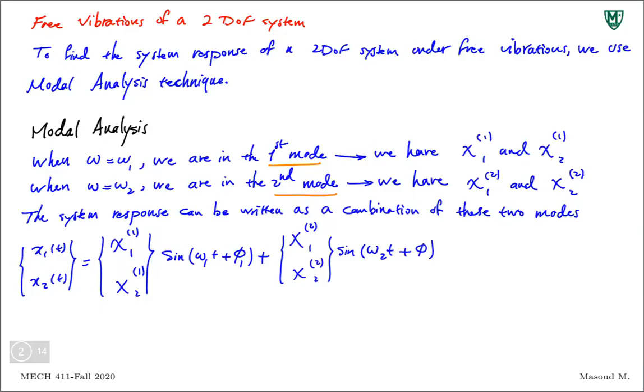Now, again, this is the response from the first mode if it oscillates at omega equal to omega 1, and this is the response for the second mode if omega is equal to omega 2. Mode shapes multiplied by some harmonic input. This is free vibration, so we give some initial velocity or displacement. I can rewrite this in this way.